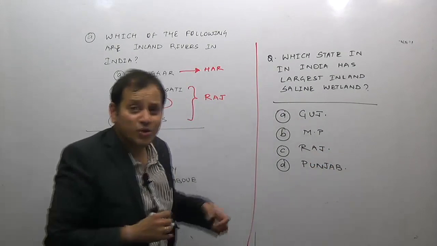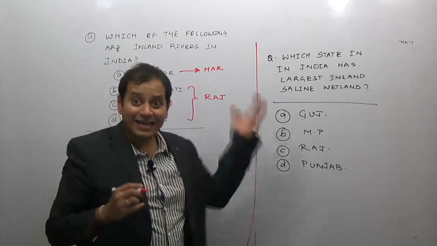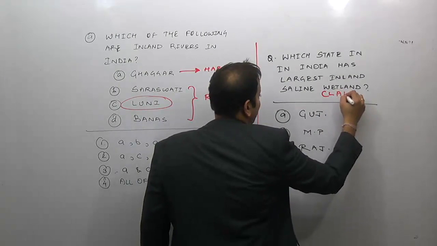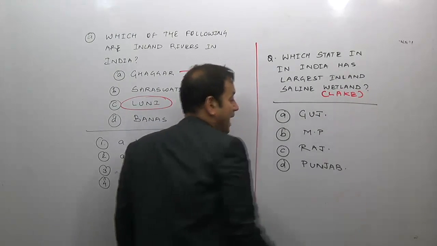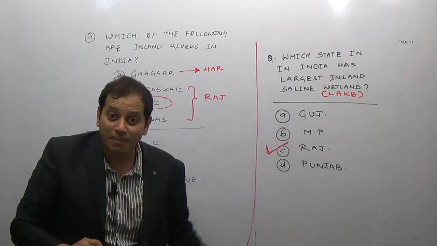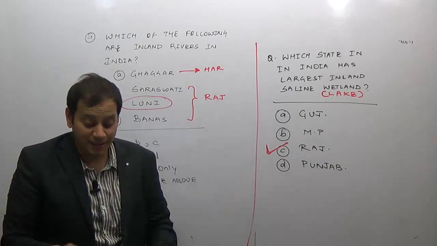Now what have they asked you? Largest inland saline wetland, or they can substitute the word wetland with largest inland saline lake. So the answer is Rajasthan. Why is the answer Rajasthan? Because Lake Sambar is an example of the largest inland saline wetland in India.